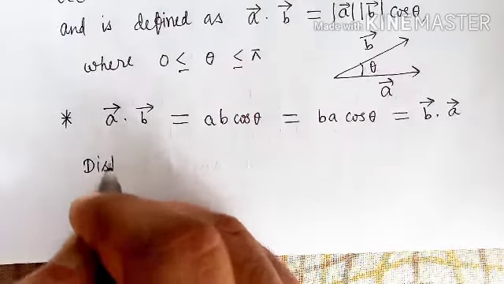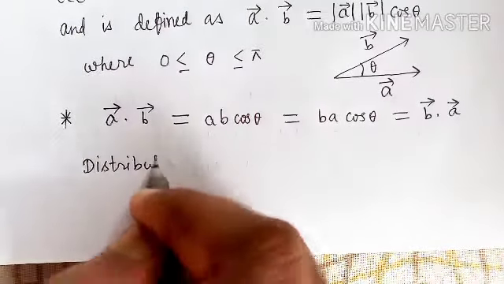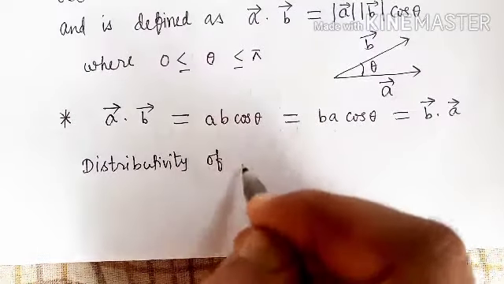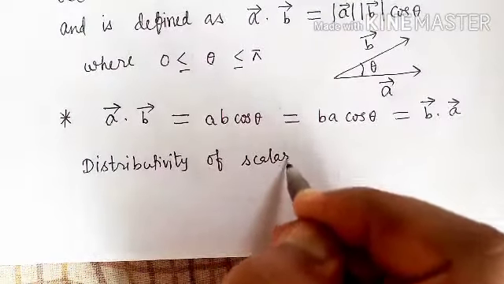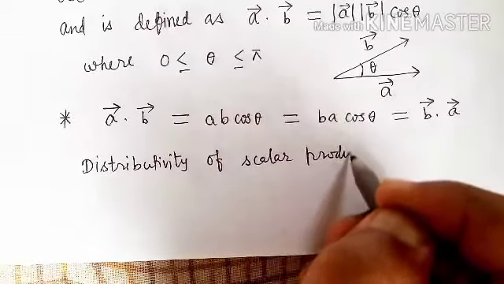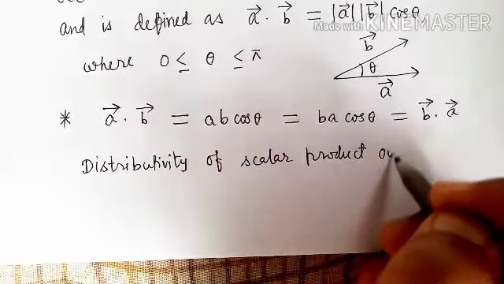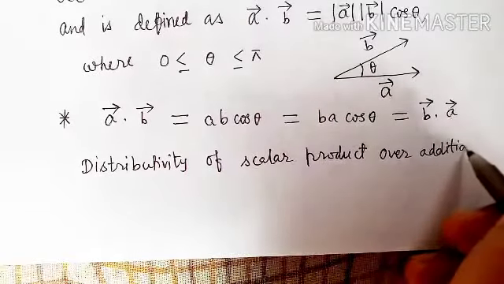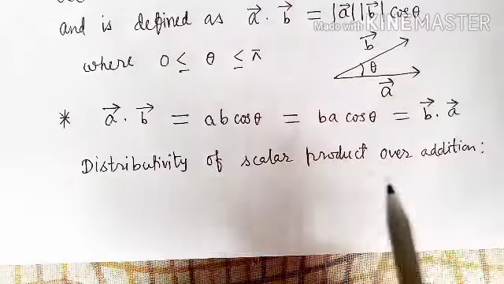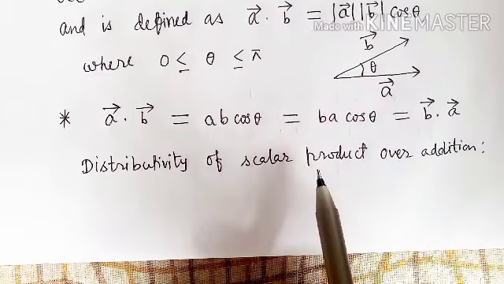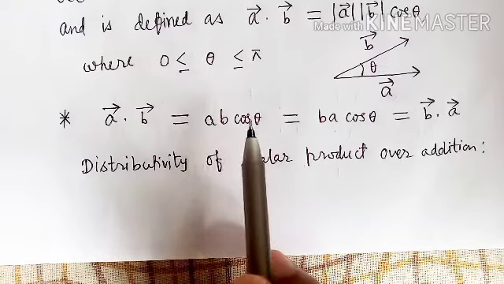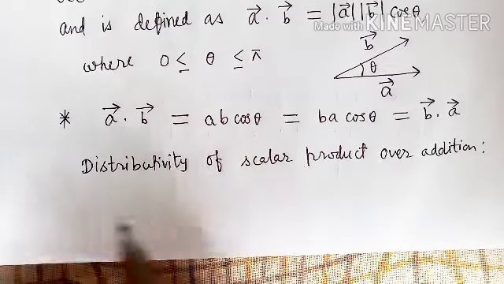Distributivity of a scalar product over addition. One may think about why this is named a scalar. We get the product AB cos theta, which is a scalar.